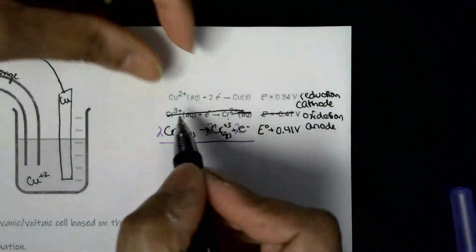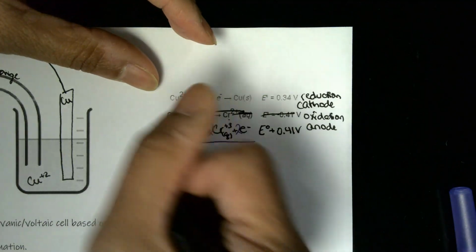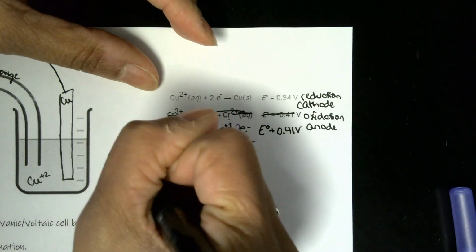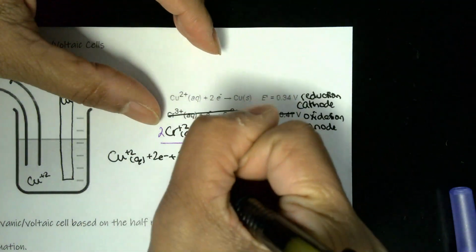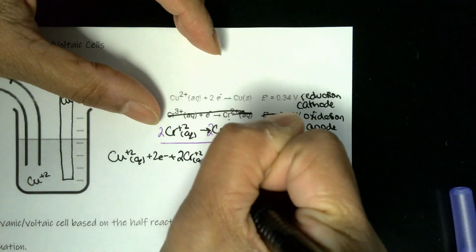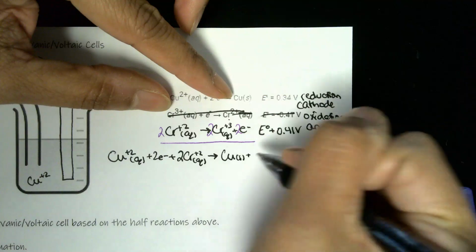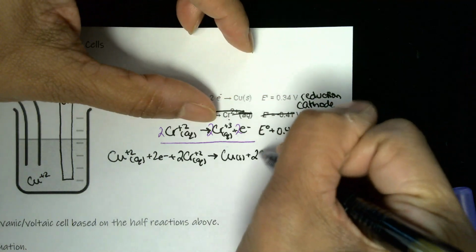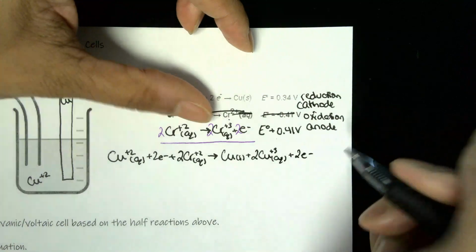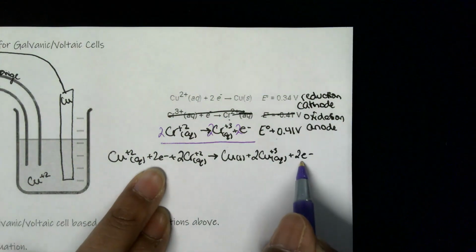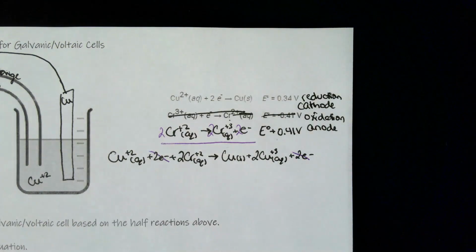So now I can look at my reactions and add them together. So I'll add up what's on the left-hand side: Cu+2 aqueous plus 2 electrons plus 2 Cr+2 aqueous produces Cu solid plus 2 Cr+3 aqueous plus 2 electrons. And hopefully these 2 electrons are on opposite sides and the same amount, so I can cancel them.